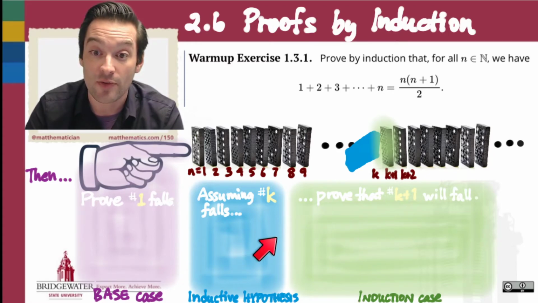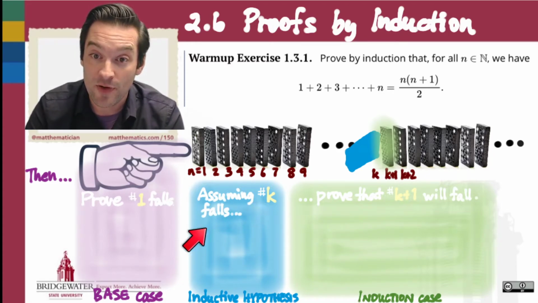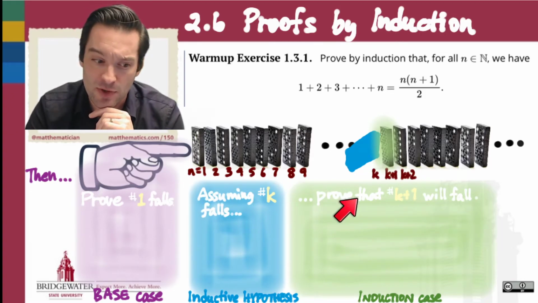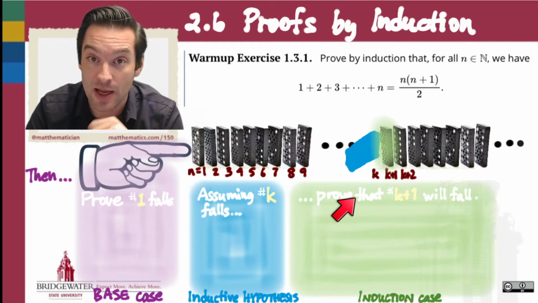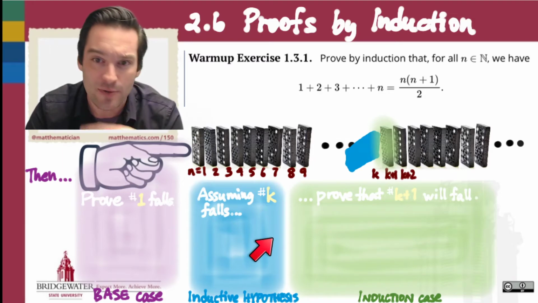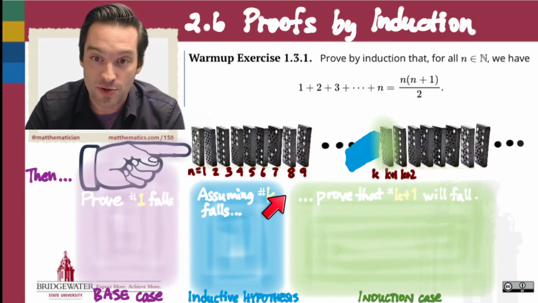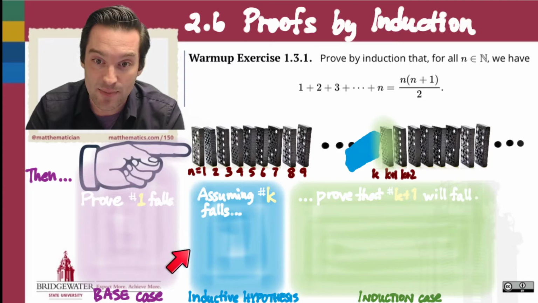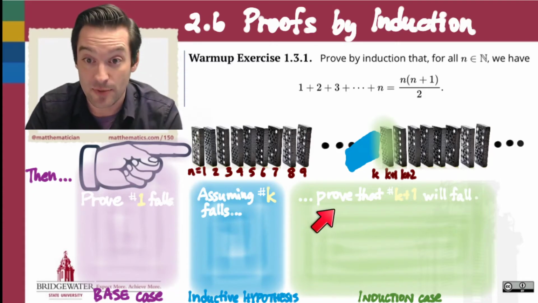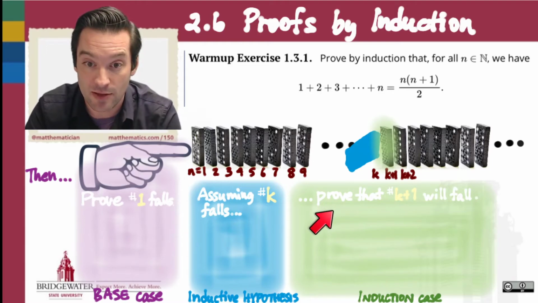And this is where most of the work happens, right? We have to prove that this domino falling implies that domino falling, usually by means of a direct proof, but I'm sure that there are plenty of proofs by induction out there that also run this argument indirectly by contradiction. It's a little bit harder to do, though, because most often you're explicitly making an assumption that the kth domino has fallen. And so that lends itself to a direct form of proof for the inductive step.